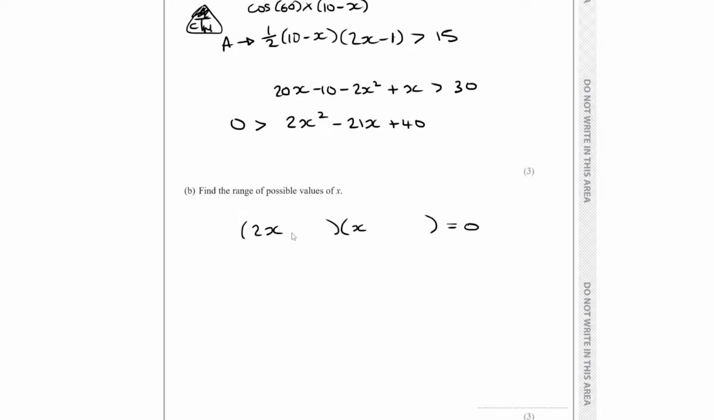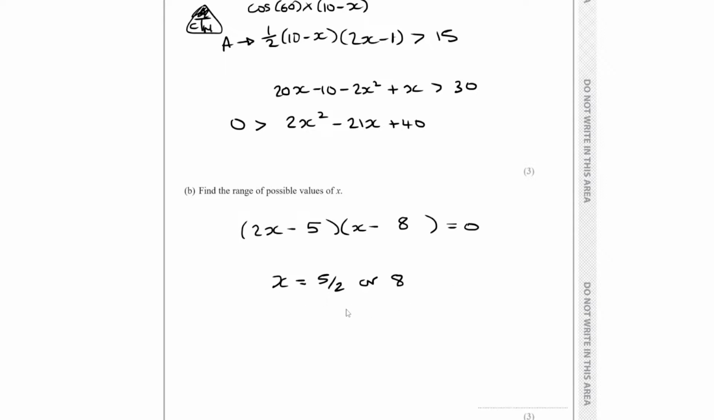So it's times to make a positive, adding to make a negative, so 2 negatives. Then we want factors of 40 that would make 21, 8 and 5, because that would make minus 16 minus 5 is minus 21, yeah. So x is either 5 over 2 or 8.